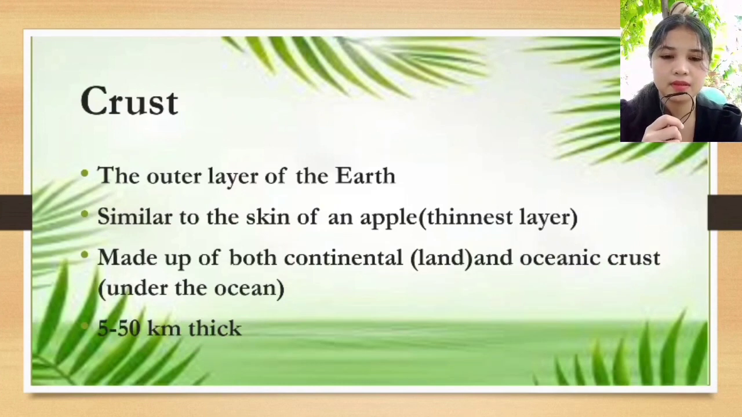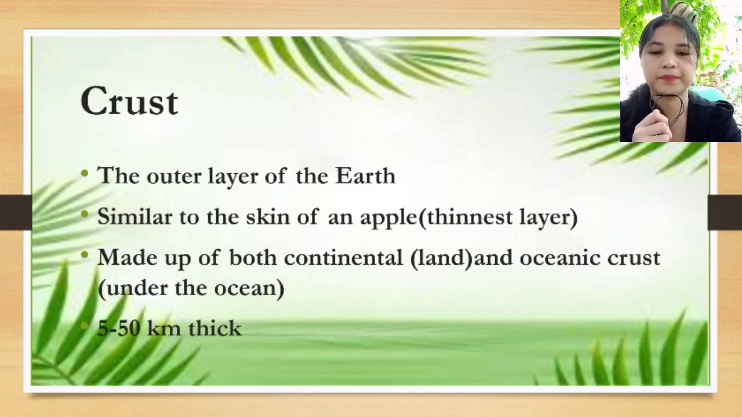So, crust is the outer layer of the earth and similar to the skin of an apple because it is a thinner layer than the others. It is made up of both continental and oceanic crust, and it is about 5 to 50 kilometers thick.